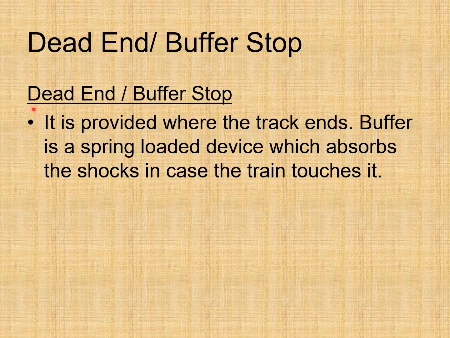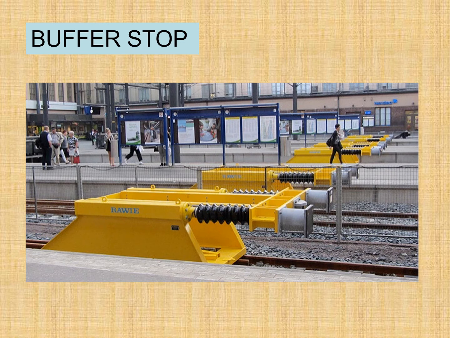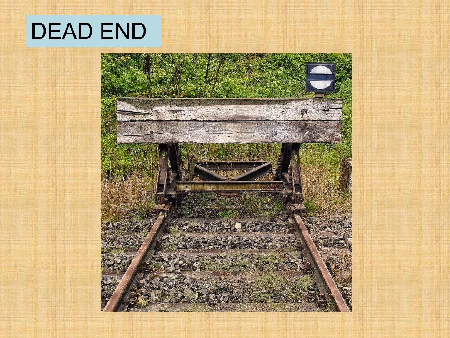Dead end or buffer stop is provided where the track ends. A buffer is a spring-loaded device which absorbs the shocks in case the train touches it. Look at that, buffer stops. There is another arrangement which can be provided at the end of the track, that is the dead end. At the end of the track, this type of structure can be placed. But this arrangement is used for the less important railway stations. For important railway stations, we use the hydraulic buffers.